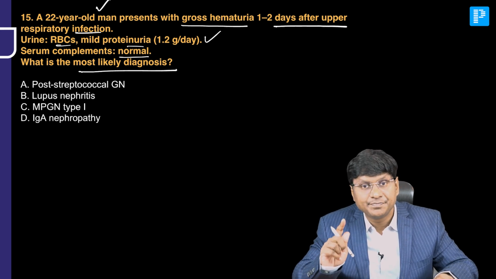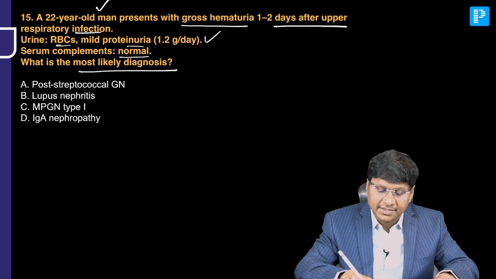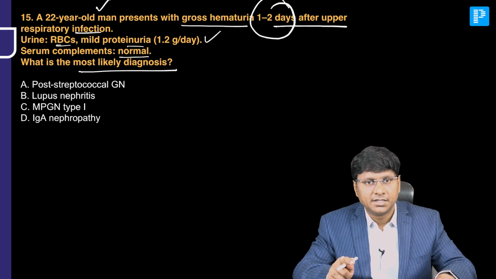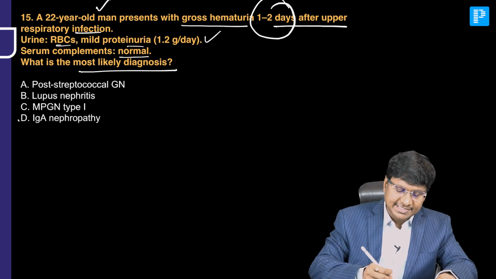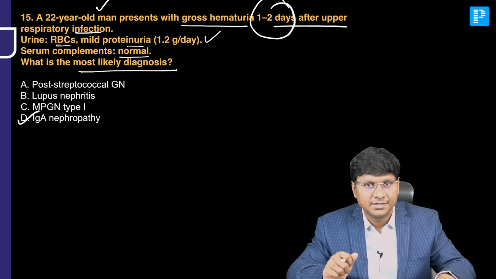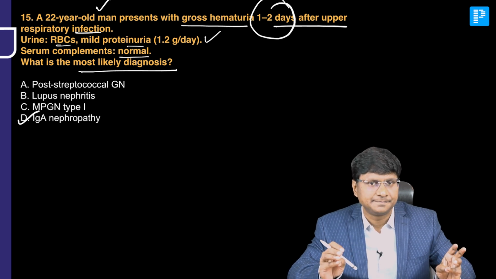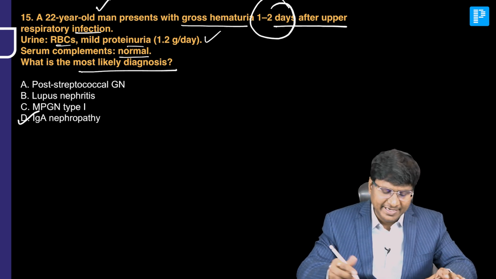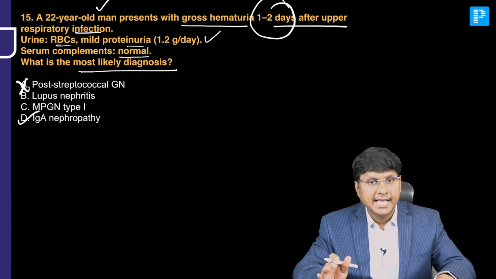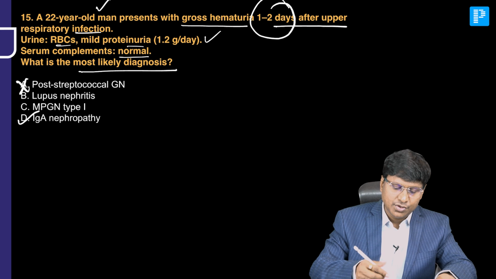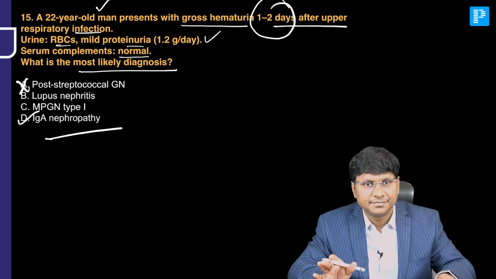So the individual is having gross hematuria. That is the first point. It occurs 1 to 2 days after the upper respiratory infection, complement levels are normal, and there is mild proteinuria. So all these are suggestive of IgA nephropathy, right? The hematuria here coincides with the mucosal infection. Normal complement level will rule out post-streptococcal glomerulonephritis. And immunofluorescence will show mesangial IgA deposition in IgA nephropathy, right?